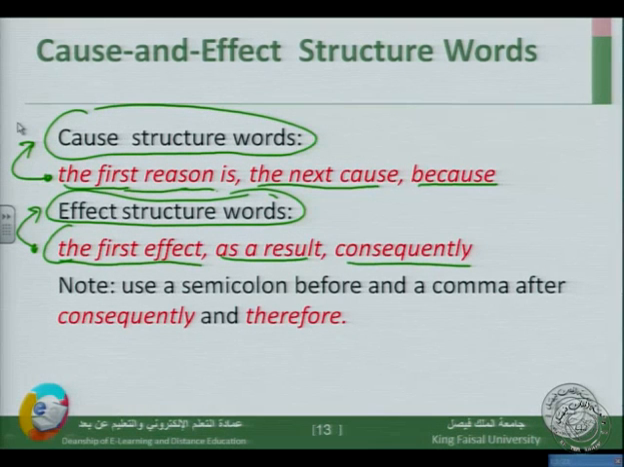And you need to pay attention when you use a semicolon. You should use a semicolon before and a comma after consequently and therefore. So, for example, you write a semicolon, and after it you should put a comma, the same here with therefore. So all of these are important expressions that you can use in cause and effect structure words.